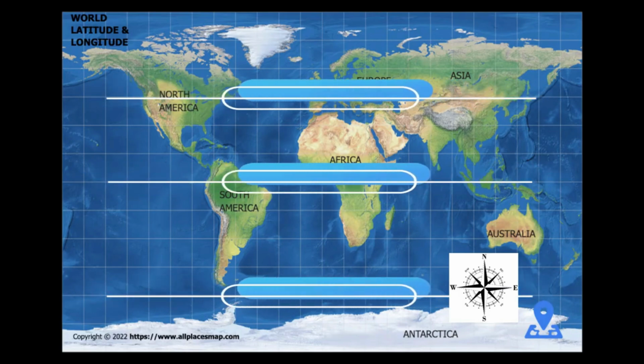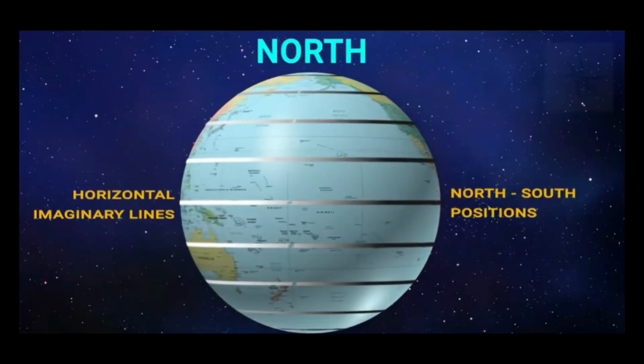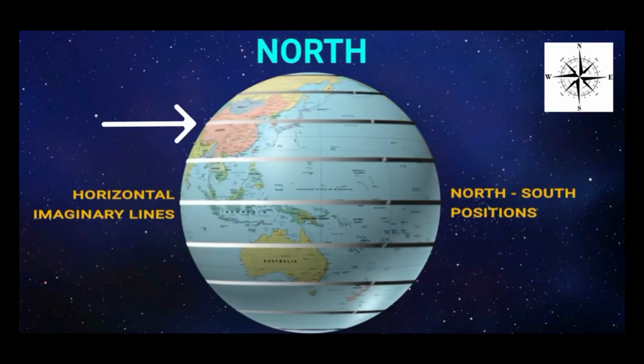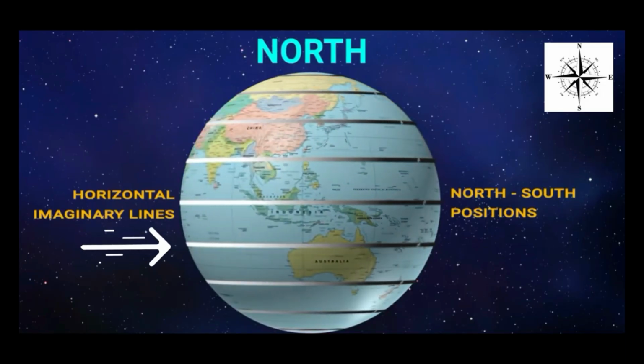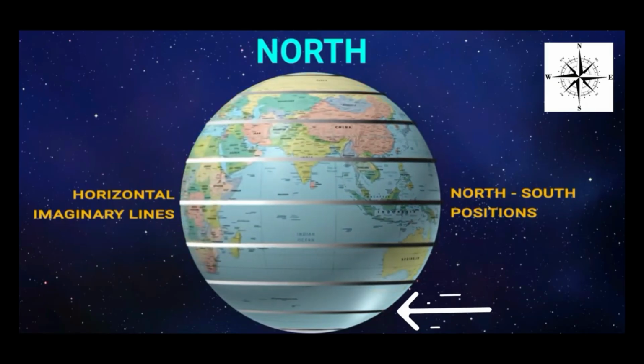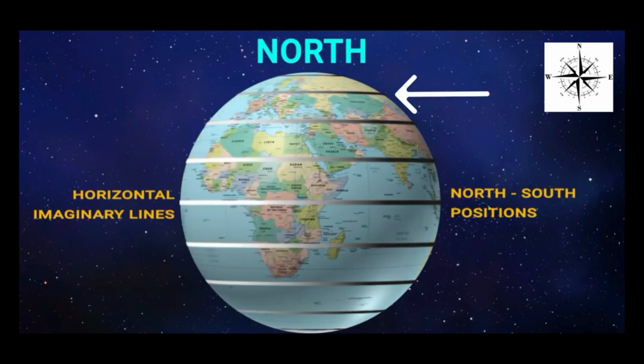They also look a little bit different on a globe, so let's take a look at that. Here we have our globe. Here are our latitude lines. You can see they actually run east to west. If you know your compass rose, you can see that.